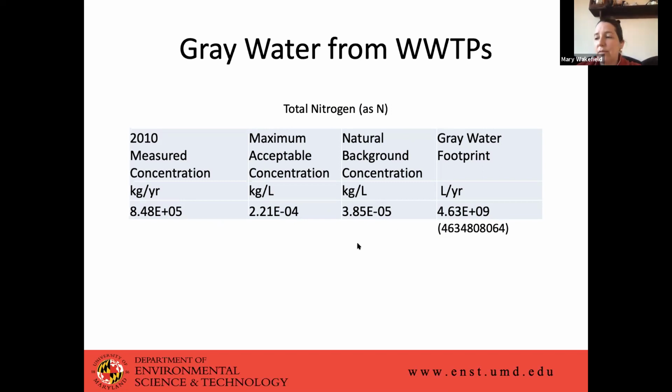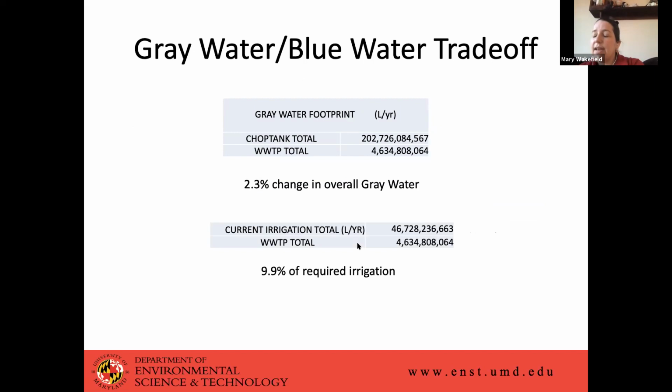Now, what that means, and this is the part that's very exciting to me as far as recycling water, is that we've got a Choptank total of gray water that is 2 orders of magnitude larger than the wastewater treatment plant. However, flipping it over, just the wastewater treatment plants contribute 2.3% of the total gray water that is going into the Choptank. More importantly, it is 9.9% of the required irrigation water that we are currently using on corn in the Choptank right now.